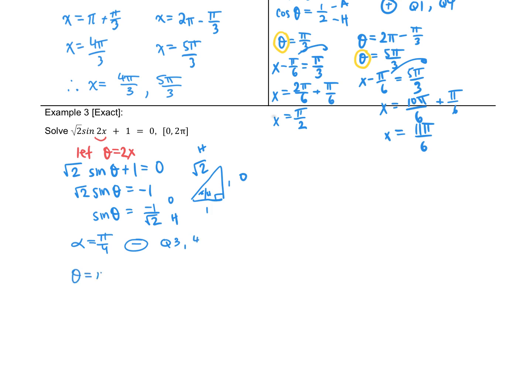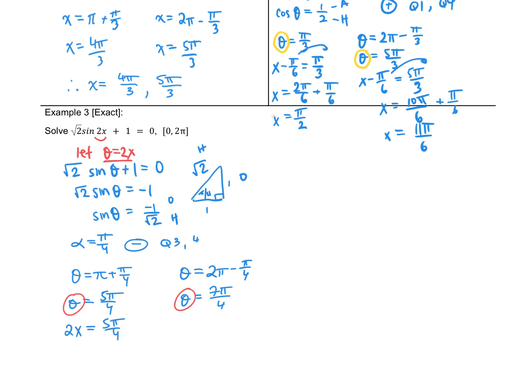So in quadrant 3, we're adding alpha to pi. With that common denominator, that would give us 5 pi over 4. And in quadrant 4, we're subtracting alpha from 2 pi, getting a common denominator. Our other angle is 7 pi over 4. Again, our goal was not theta, our goal is x. So I'm going to go in, replace theta with my original statement, which was theta is actually equal to 2x. So instead of theta equals 5 pi over 4, I'm going to write 2x equals 5 pi over 4.